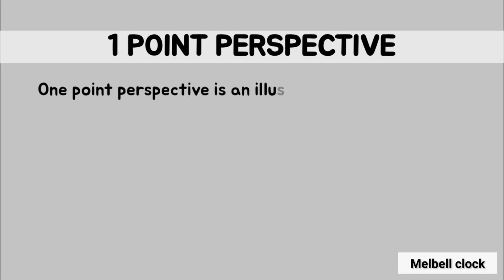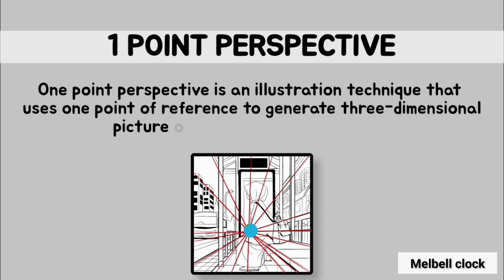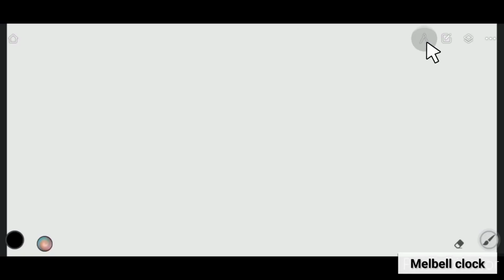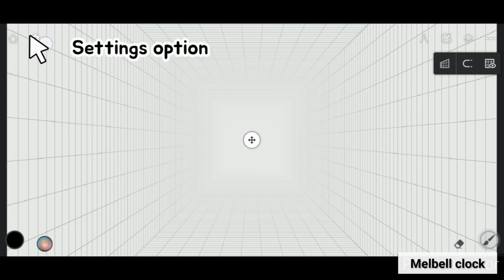One-point perspective is an illustration technique that uses one point of reference to generate a three-dimensional picture on a two-dimensional surface. When you select one-point perspective, you see the first control handle, this mini tool icon bar, and a setting option.